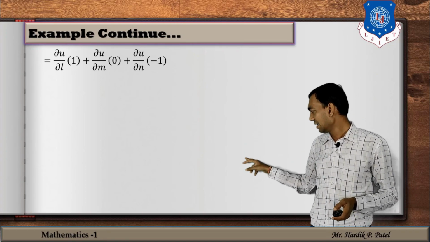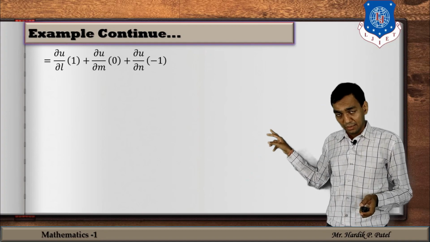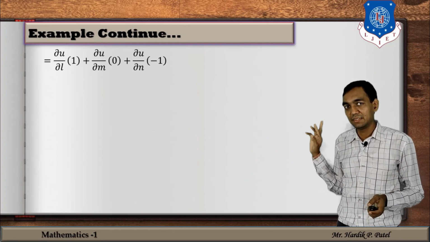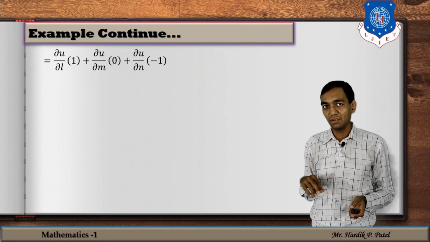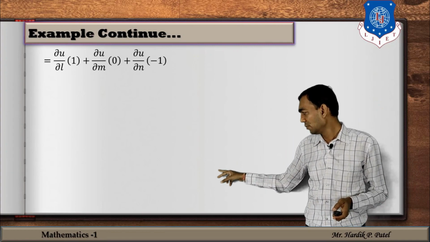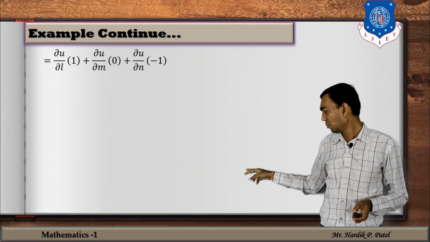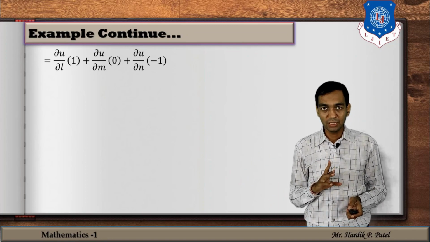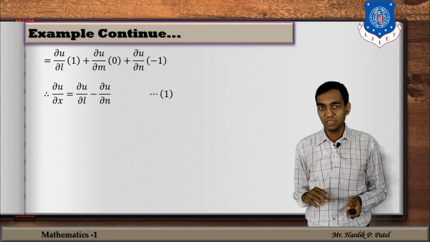So del L by del x has a value 1, del m by del x has a value 0 and del n by del x has a value minus 1. So putting that value and simplifying, that will give del u by del x is equal to del u upon del L minus del u upon del n. Okay. Now this is your equation number 1.